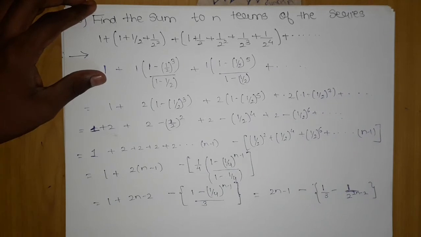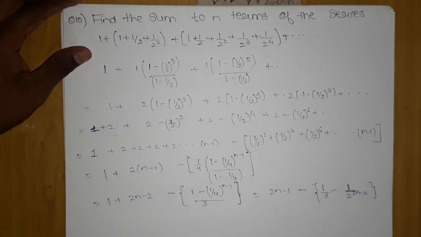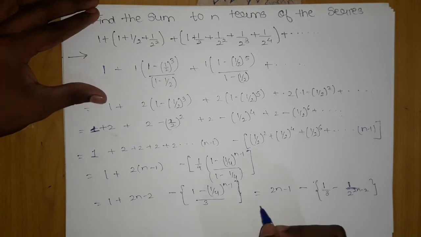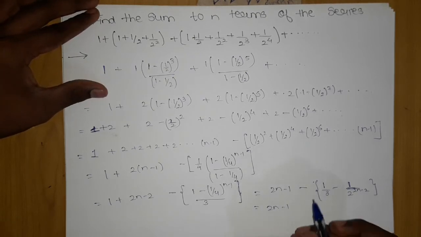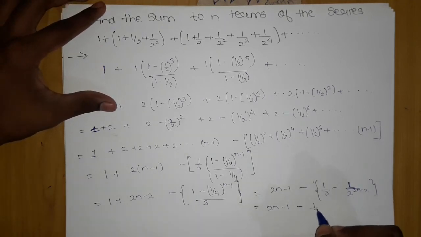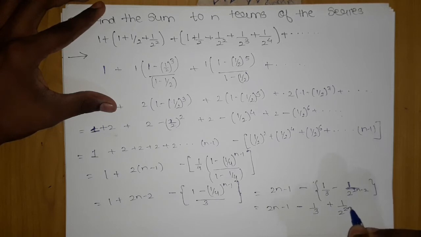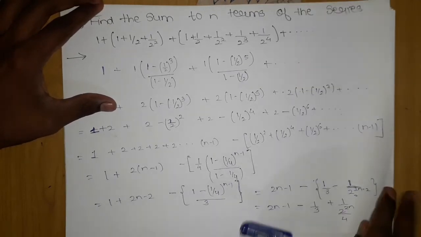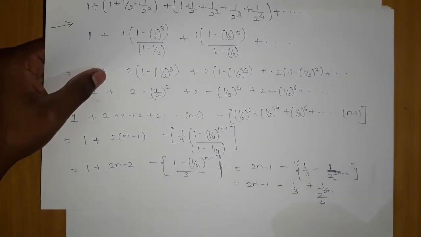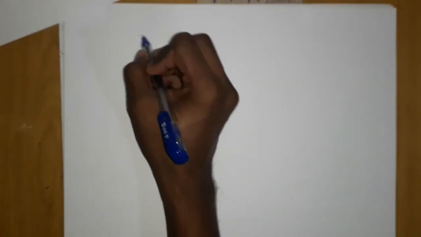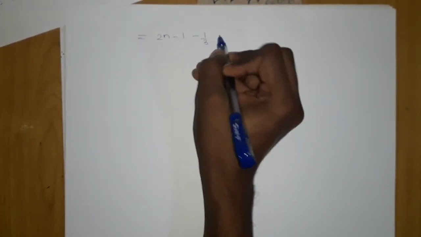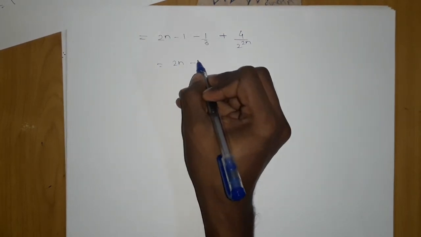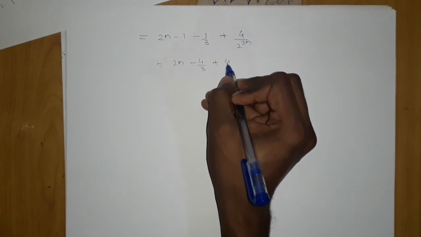Okay, let's do one thing. 2n minus 1 is here, so it will be minus 1 by 3, and this will be plus 1 by 2 power 2n. Let me take the next page. This is minus 2n, so it can be written in the denominator as 2 power 2, which is nothing but 4. So in the next step I can write 2n minus 1 minus 1 by 3, plus 4 by 2 power 2n, and this will give me 2n minus 3 minus 4 by 3 plus 4 by 2 power 2n.